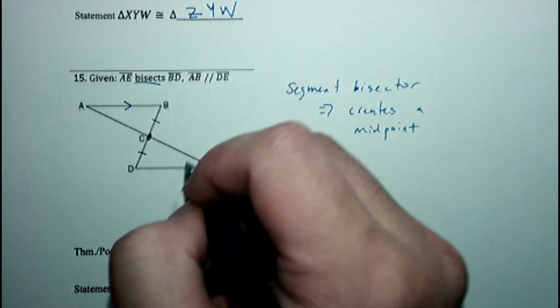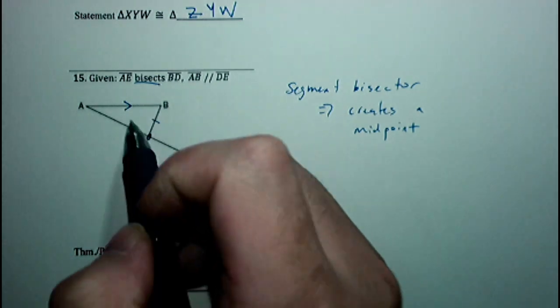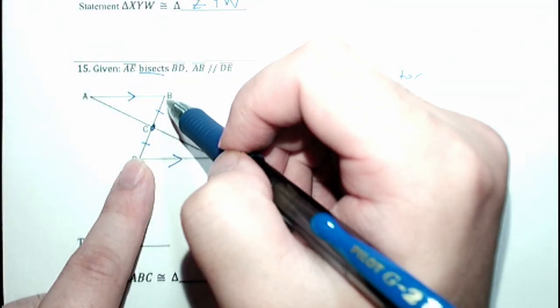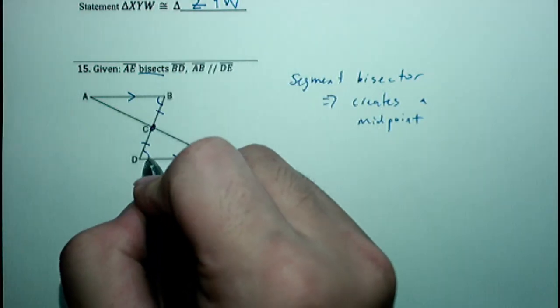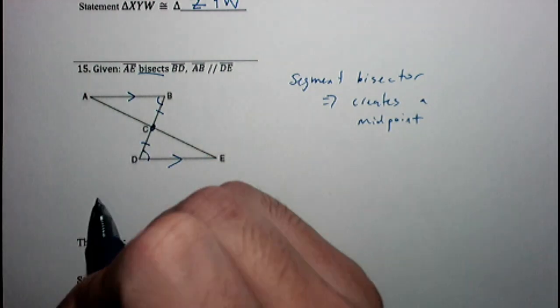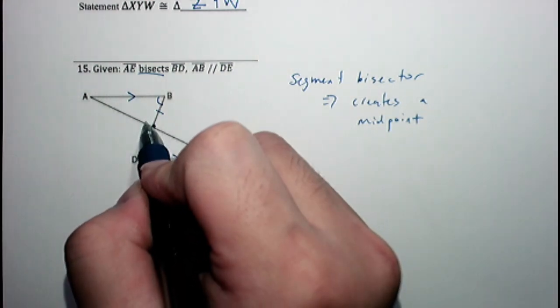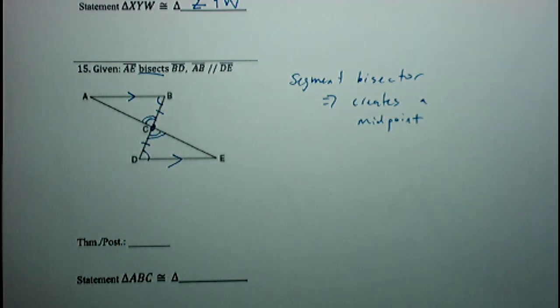So I'm going to draw my little arrows here, and it should look like a Z, because when you have parallel lines cut by this transversal, then we have the alternate interior angles. We have the alternate interior angles. And then lastly, we have this. We have vertical angles involved. So these angles are congruent.